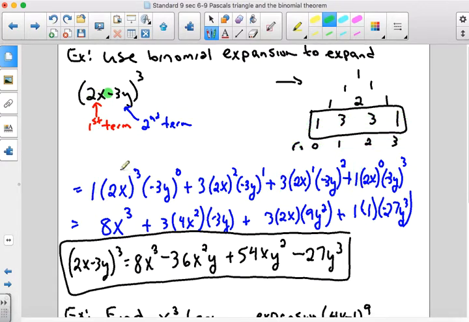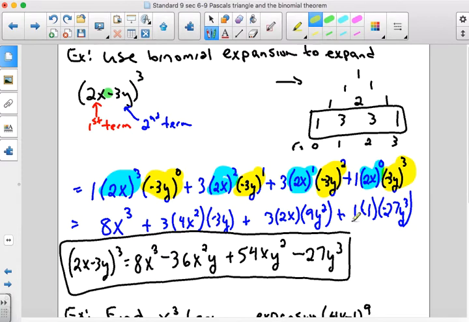My first term is 2x, so I do 2x to the 3rd, 2x to the 2nd, 2x to the 1st, 2x to the 0. My second term is negative 3y, so I do negative 3y to the 0, negative 3y to the 1st, negative 3y to the 2nd, negative 3y to the 3rd. Now the only difference is that we're going to get some terms that are negative. That's it, because of the negative 3y.